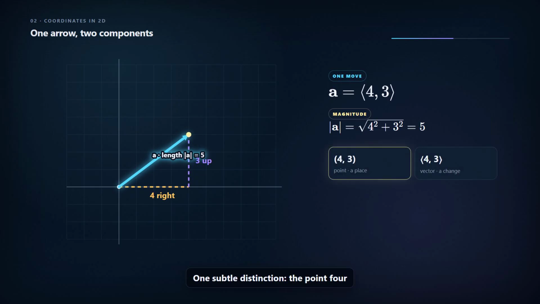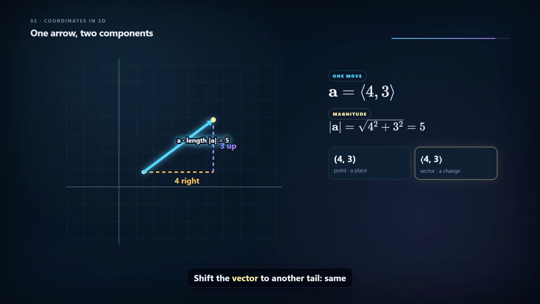One subtle distinction. The point 4, 3 names a location. The vector 4, 3 names a displacement. When the vector starts at the origin, they share an endpoint, but one is a place and the other is an instruction. Shift the vector to another tail. Same length, same direction, same vector.